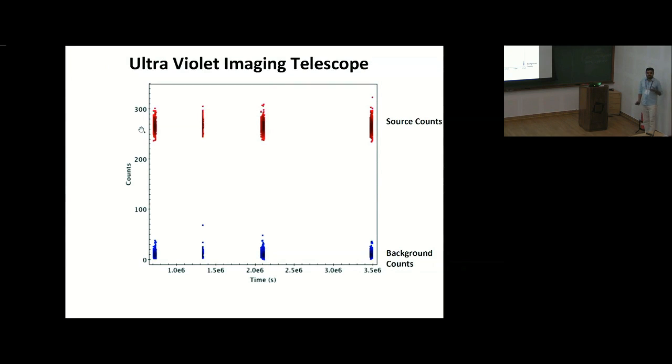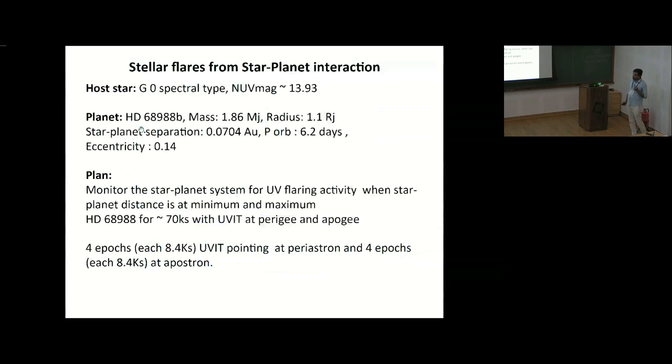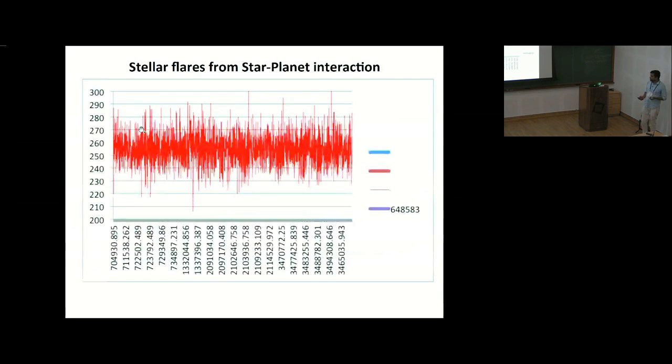So the point is that if there is any transient, UV transient in the field of any observation, how to detect it. One such science case which we did is stellar flares from star-planet interaction. The idea is that a host star hosting a planet which is very close by, a hot Jupiter, at a separation of less than 0.1 AU, because of the planet crossing the magnetic flux tubes of the star, stellar flares can happen. So whether we can detect those flares in UV, that is a point which we look forward to.